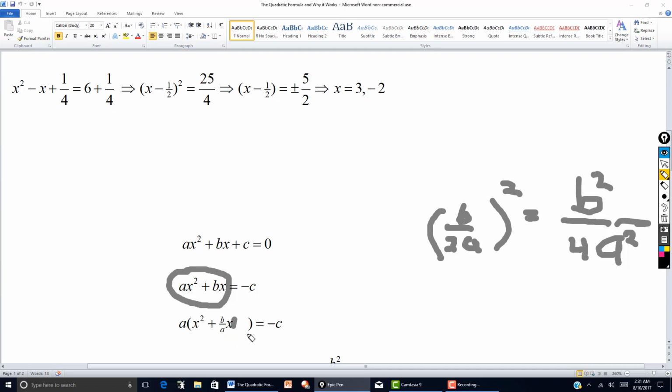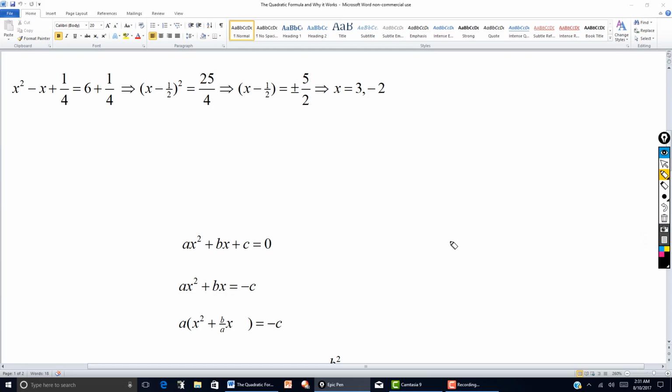But remember, whatever I add to one side, I have to add to the other side, otherwise it's not legal. Okay, so let me just clear this for now. So now we know what we have to add inside the parentheses. Okay, so here it is right there: b squared over 4a squared.